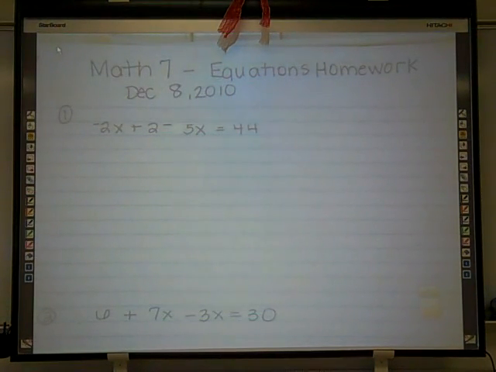Alright, here we go. Answers for equations homework, December 8, 2010. We have a worksheet with 6 problems on it. For these problems, the question that you're always going to ask yourself, remember, is are the variables on the same side or are they on opposite sides? If they're on the same side, you're going to combine them together. If they are on opposite sides, you're going to use the opposite operation to move them.